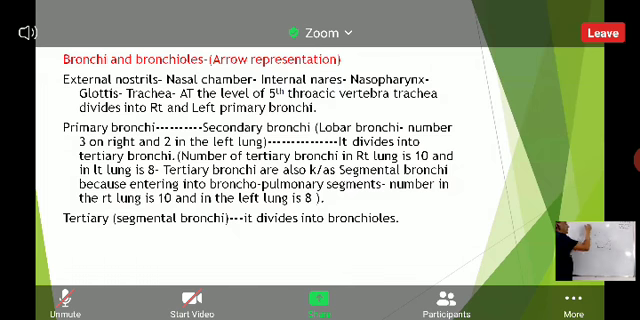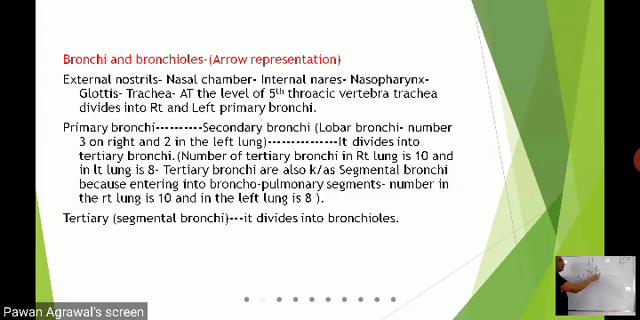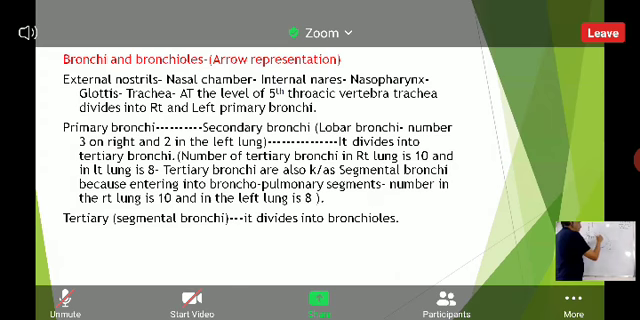This is the trachea, and at the level of the fifth thoracic vertebra, it divides into the primary bronchi. These are the primary bronchi. That is the right primary bronchus, and this is the left primary bronchus. Now see, after entering the lungs, there are three lobes in the right, so it will divide into three secondary bronchi. It will also divide into two secondary bronchi on the left.